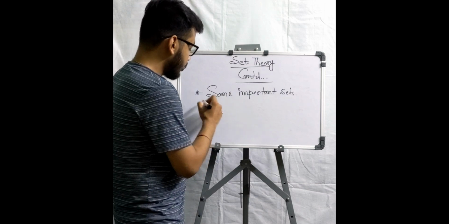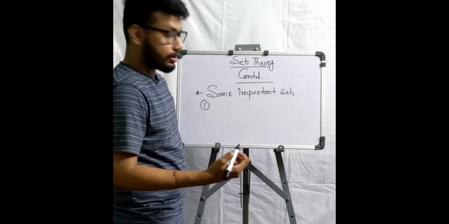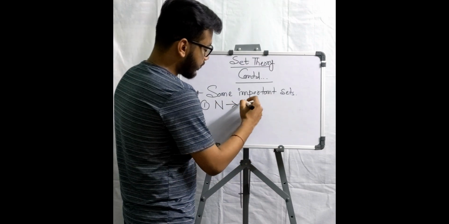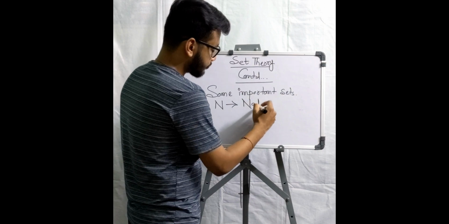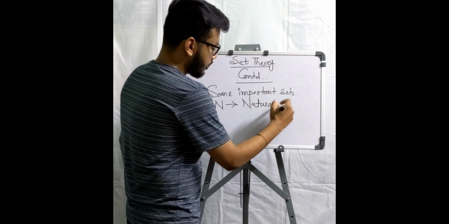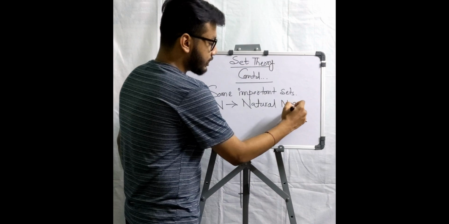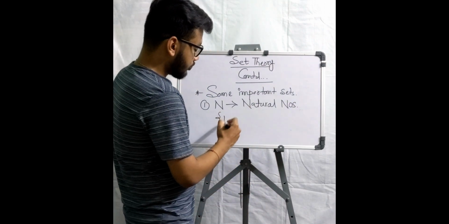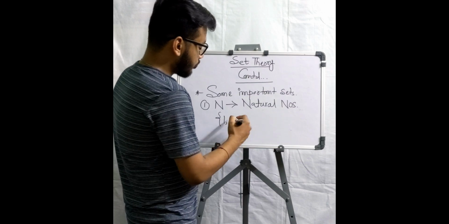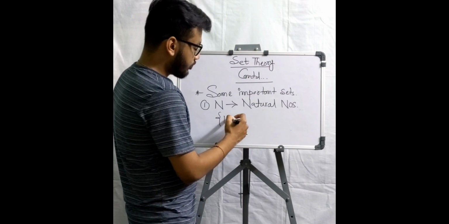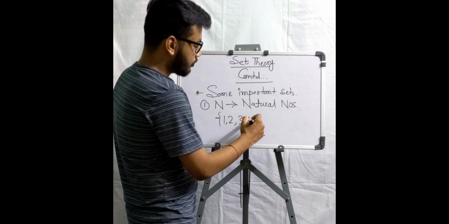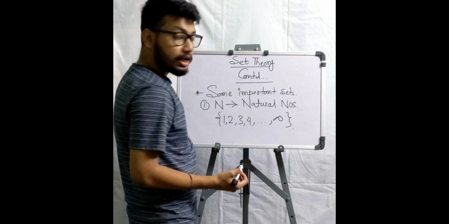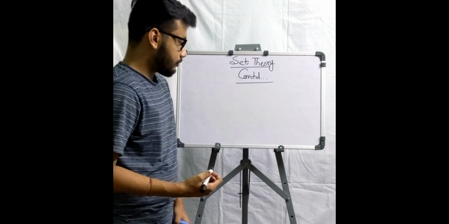Number one, we have the set of natural numbers. It is denoted by capital N. So N denotes natural numbers. Now, what are natural numbers? Natural numbers are numbers which start from 1 and go till infinity. For example, 1, 2, 3, 4, and in this way it's going to go till infinity. These are natural numbers.